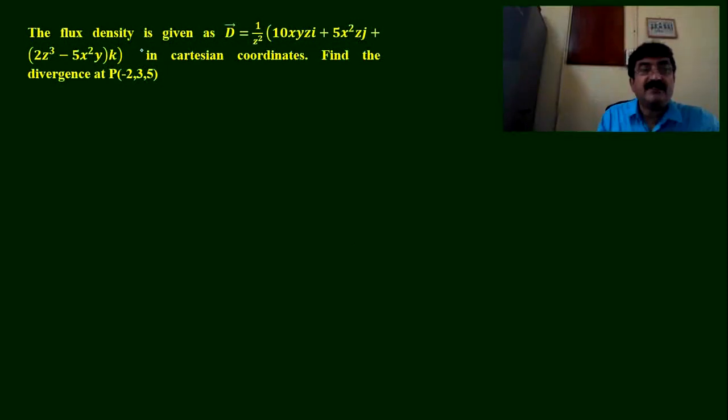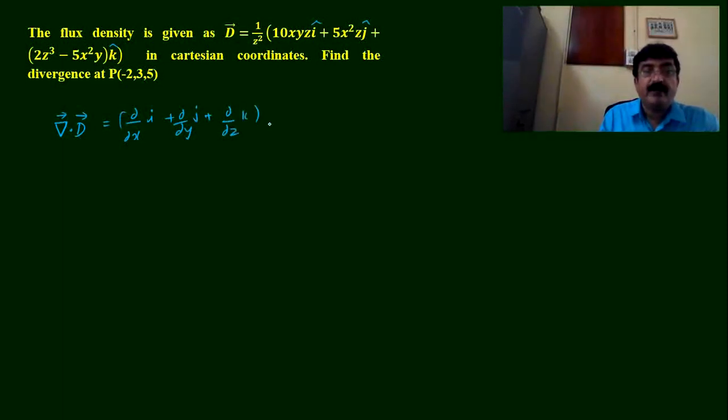Well, the next question. The flux density is given by D equals, in Cartesian coordinates, 1 by z square into so much. Okay, let me put i cap, j cap, k cap. Find the divergence at P equals minus 2, 3 and 5. Well, it is once again divergence, del dot D equals ∂/∂x of i plus ∂/∂y of j plus ∂/∂z of k dot D.